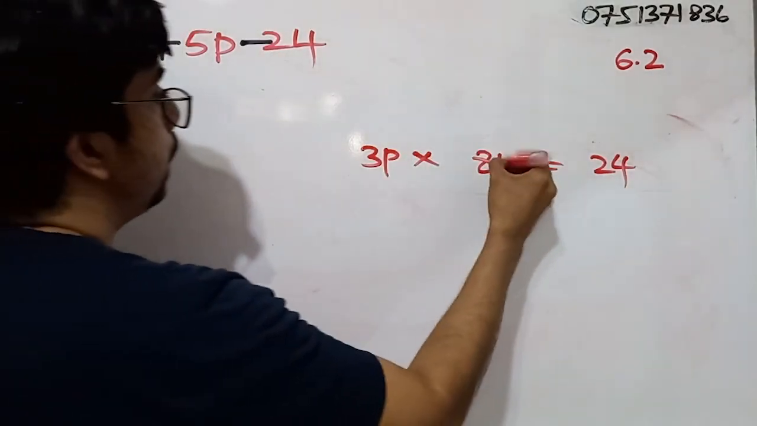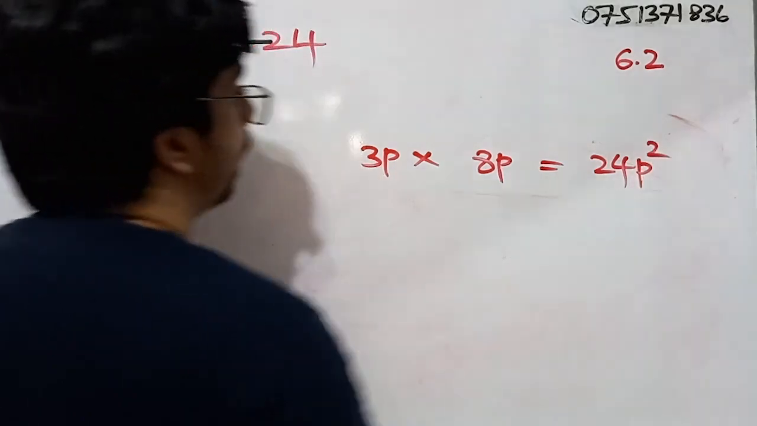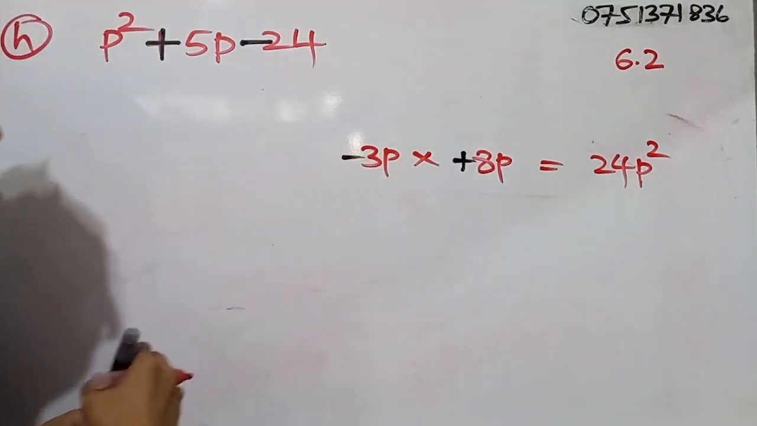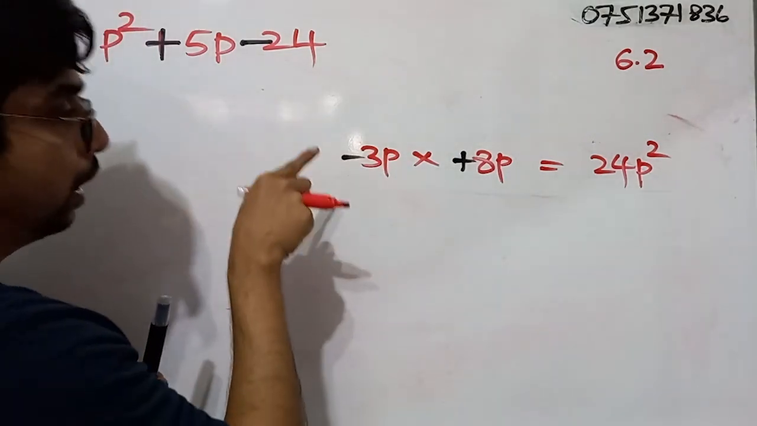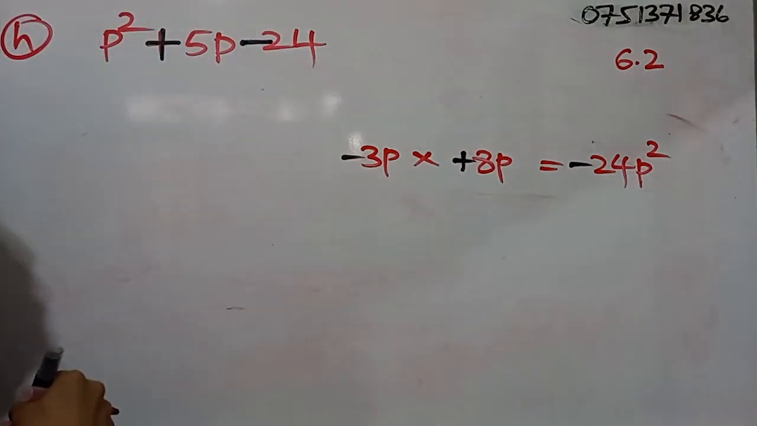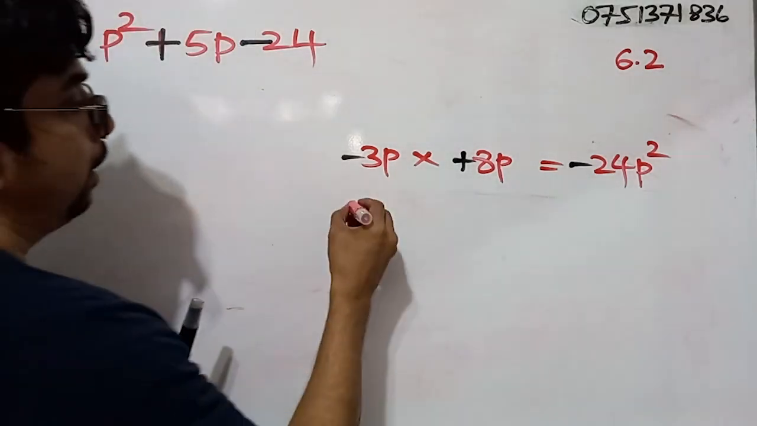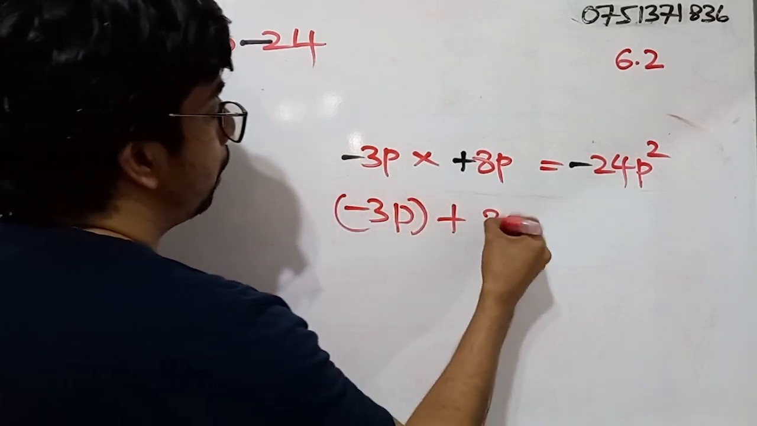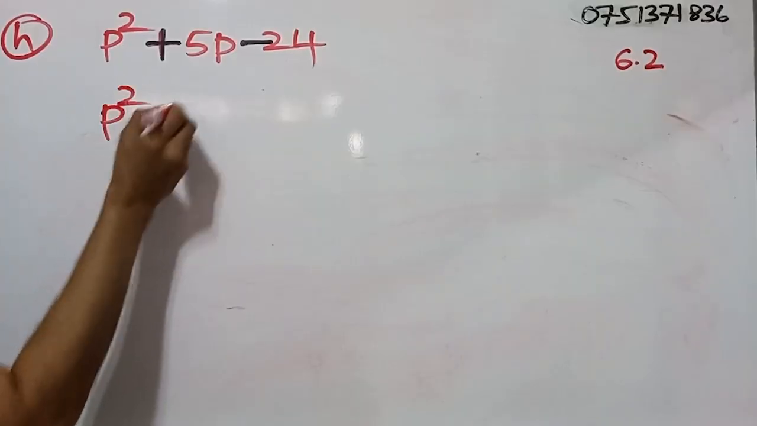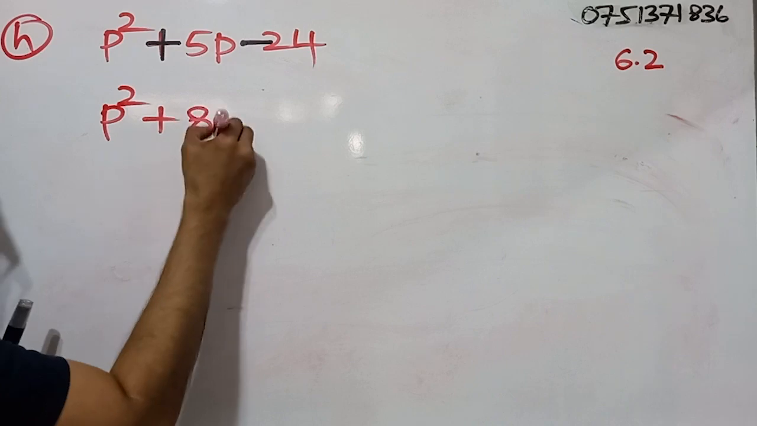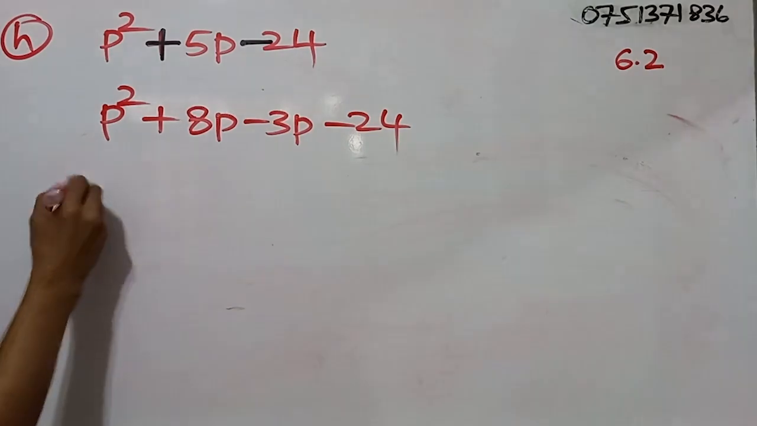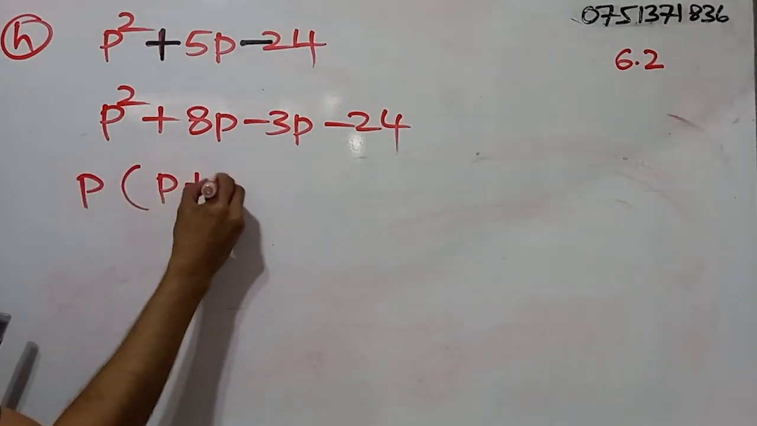That means 3p into 8p, that is 24p squared. So out of these two, the largest one is this, so the smallest one is this one, 3p. So when we multiply these two, we get a negative value, right? When we add them, 3p plus 8p, we will be getting what? Positive 5p. P squared plus 8p minus 3p minus 24. Consider these two. What's the common factor? P. So p plus 8.